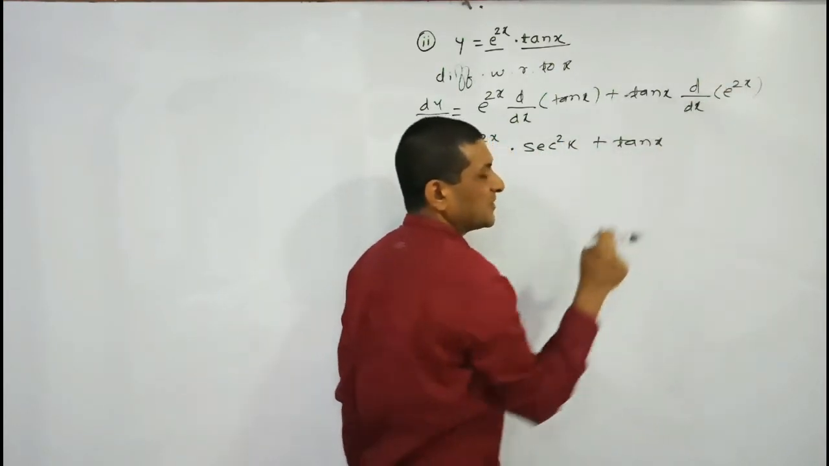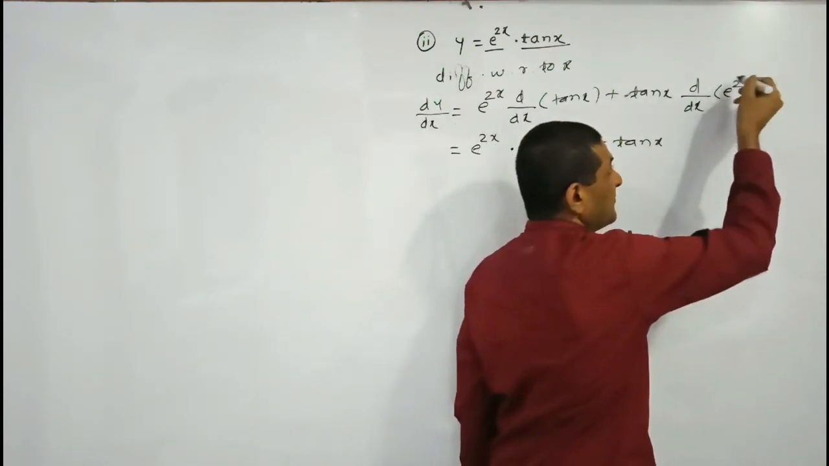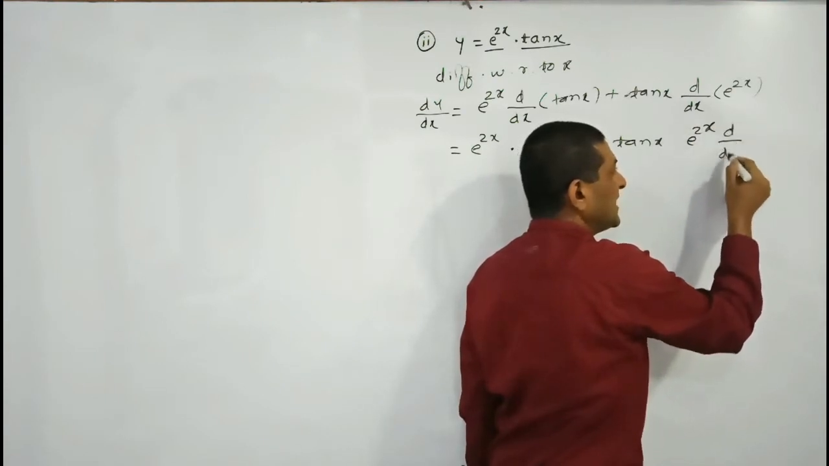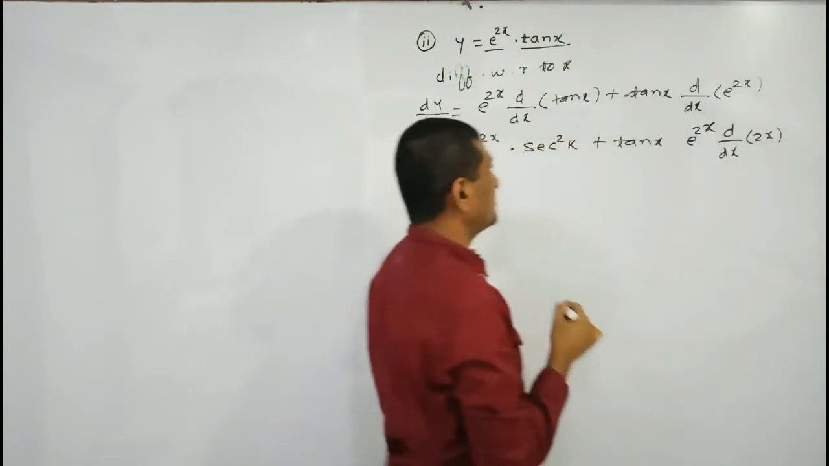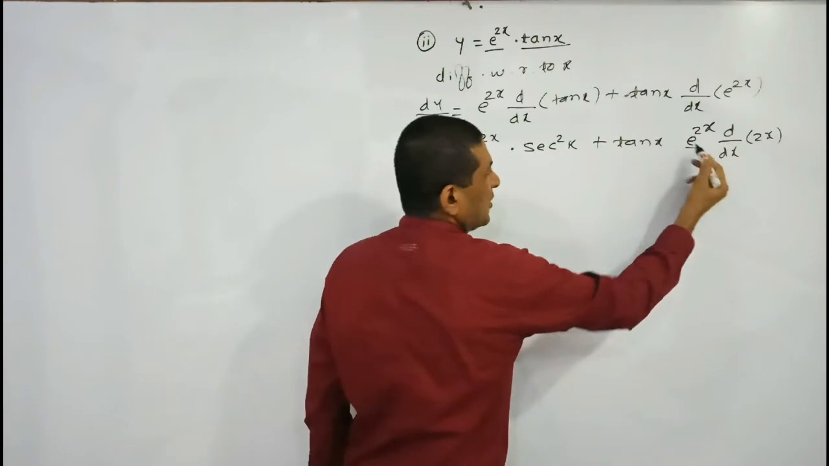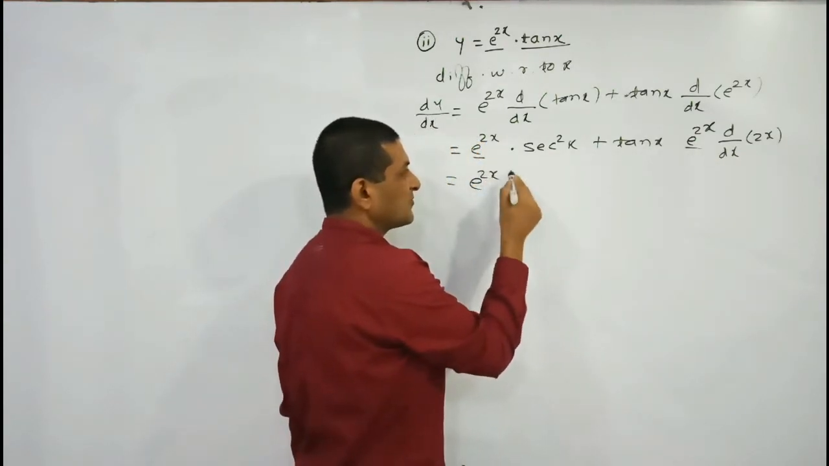Now we are finding the differentiation of e raised to power 2x, and it is in the form of e raised to power f of x. So its differentiation is e raised to power f of x into derivative of f of x, where f of x is nothing but 2x. So now if you observe both the terms, can I take e raised to power 2x common from both the terms? Yes, we are taking e raised to power 2x common from both the terms.